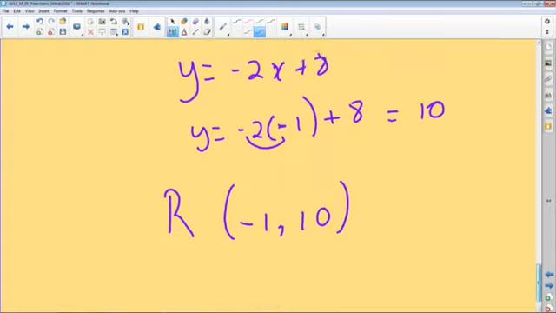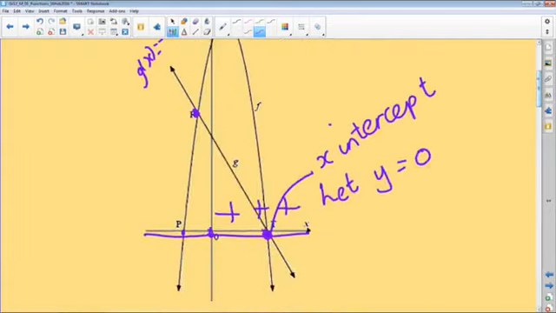And again, I will go back to the graph, and it needs to make some sort of sense to you in terms of its positioning. Yes, we can see that it's on the left-hand side of the y-axis, so it certainly should have a negative value on x. And we can see it's on the positive arm of the y-axis, so it makes sense for it to have a positive value for y. Okay, and there we go, minus 1 and 10, and that's your point, R.